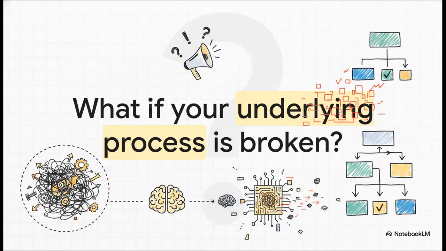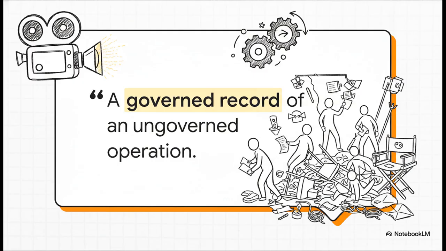Every single context graph vendor out there assumes that a stable, well-defined process already exists to generate all those neat decision traces we just talked about. They assume your policies already have clear owners and that exceptions are handled consistently across the board. But what happens when your beautifully, perfectly designed AI is just recording a chaotic, completely undefined business process? Well, you end up with a perfectly governed record of an absolutely ungoverned operation.